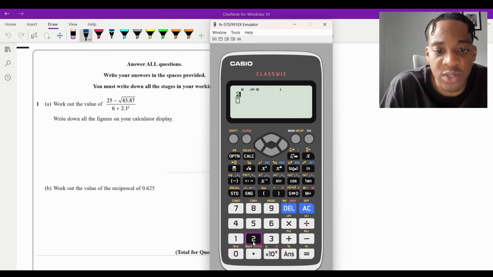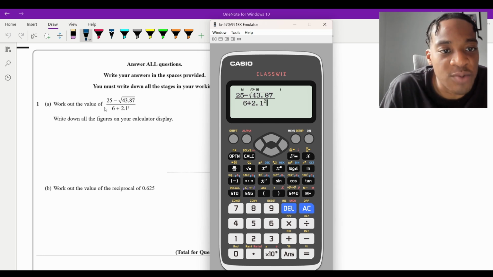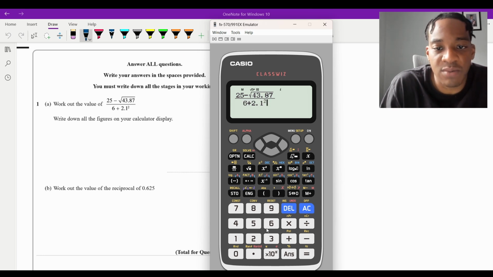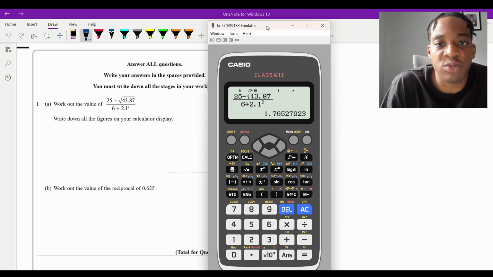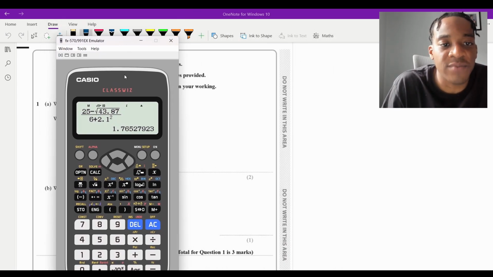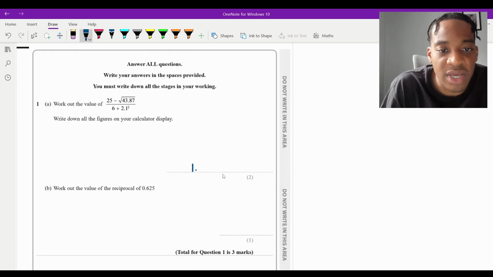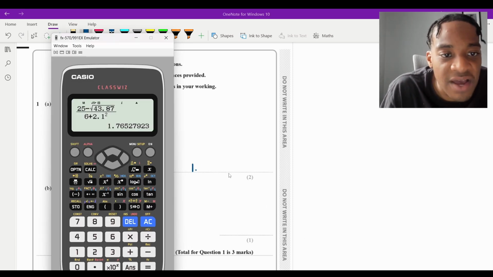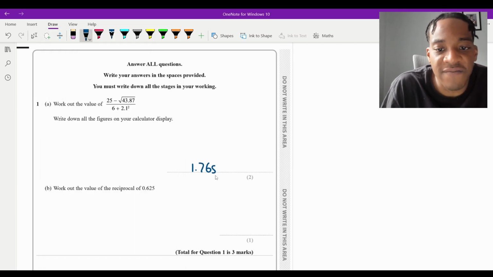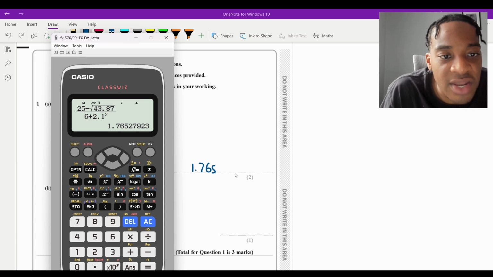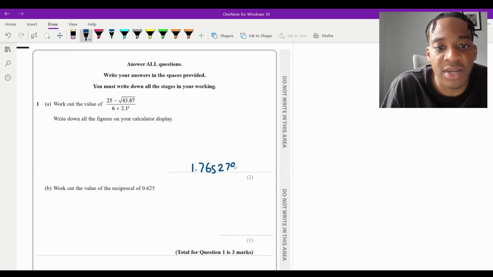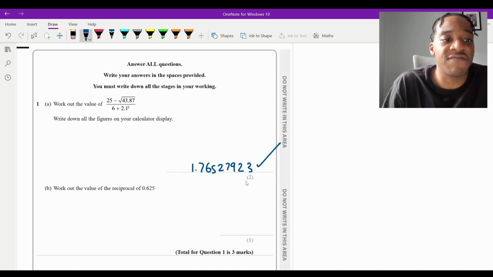So I'll start with a fraction bar. I've got 25 minus the square root of 43.87. I'm going to divide this by 6 plus 2.1 all squared. So just double checking that's the exact same. Yep, that's fine to me. So I'm going to click equals and I get this here. So all I'm going to do is copy all of the figures down and see what I get. So it's going to be 1.765, and then again it's 27923, 27923. And that's it for part A.